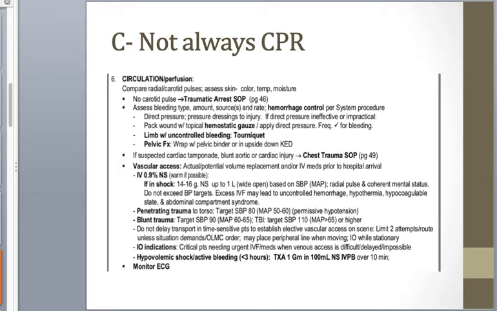Assess bleeding type, amount, source, and rate, and hemorrhage control per system procedure. Try and plan appropriately if direct pressure isn't working. Be prepared to move on to pack the wound with hemostatic gauze and then check again for the frequency of bleeding, or just put a tourniquet on it if you feel like that's the appropriate step. If they have a possible pelvic fracture, you can wrap them with a pelvic binder, a sheet, or an upside down KED board. I trust the judgment that you guys have out there, so if you feel like jumping right to a tourniquet is best, then maybe that is best.